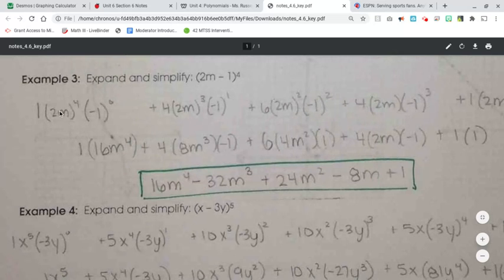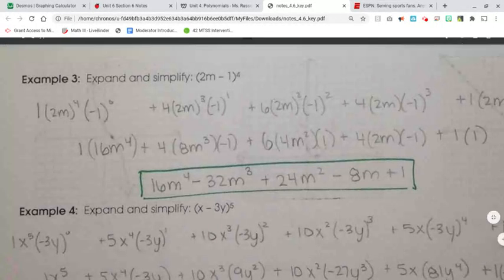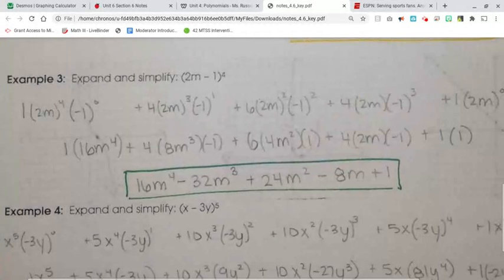All right, so 2m to the 4th power. 2 to the 4th power is 16, and then m to the 4th. Anything to the 0 will go away. 2 to the 3rd is 2 times 2 times 2. That's 8, m to the 3rd. And then negative 1 to the 1 is just negative 1. 2m squared. 2 to the 2nd power is 4, and then m squared. Negative 1 squared is negative 1 times negative 1, which is positive 1.